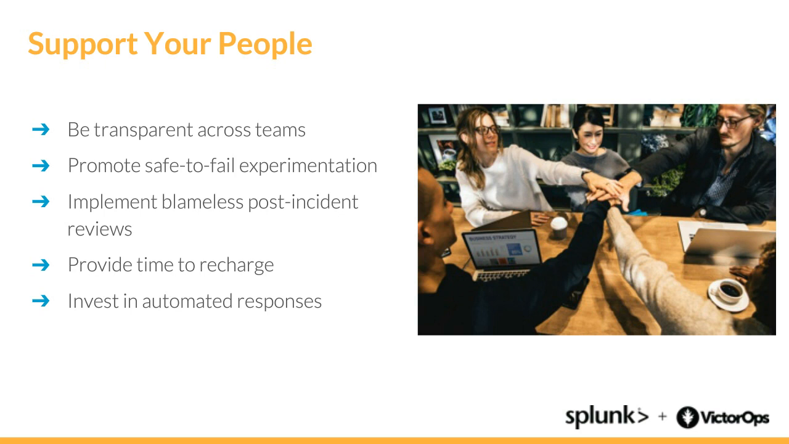The first one is to be transparent across teams, and trust becomes a very important aspect of this. This leads me to the next two points around promoting a safe-to-fail experimentation approach where learning is much more valuable than blaming people. And that's where post-incident reviews, that idea of blameless reviews, with the focus on learning and not blame, becomes extremely critical.